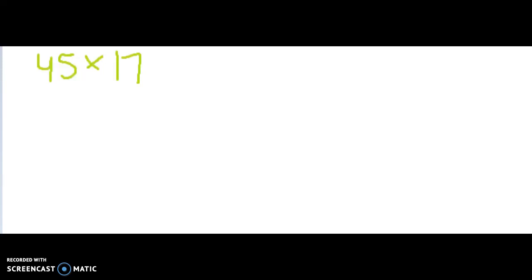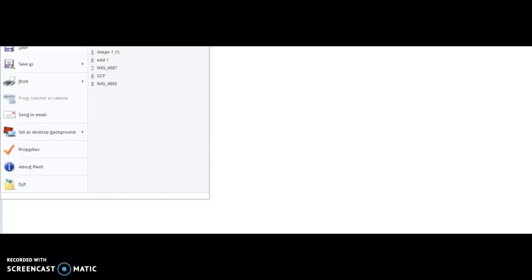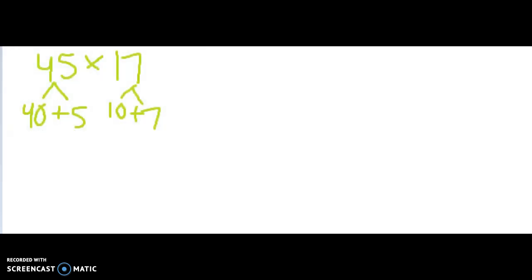Hey guys, I want to talk about how to multiply two two-digit numbers using the box method. Remember, our problem needs to be written like this, and then we can go ahead and put our numbers in expanded form. For 45, that would give us 40 plus 5, and for 17, that would give us 10 plus 7. Next, we can draw our box.